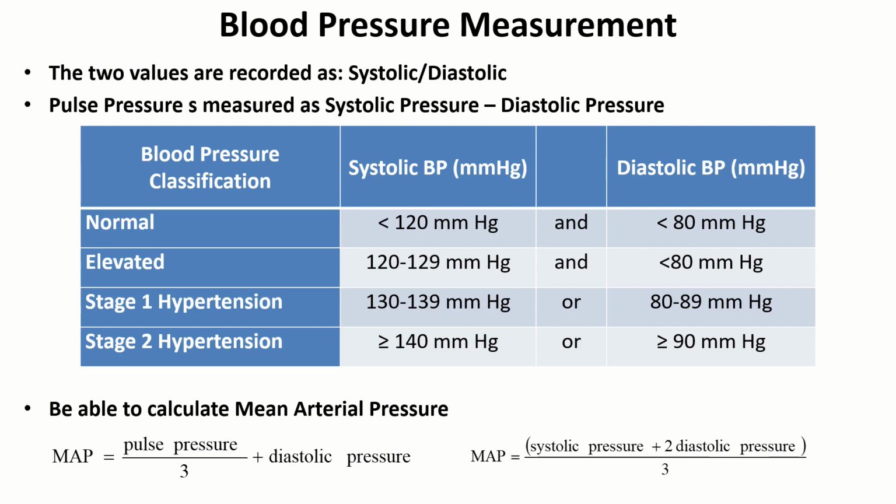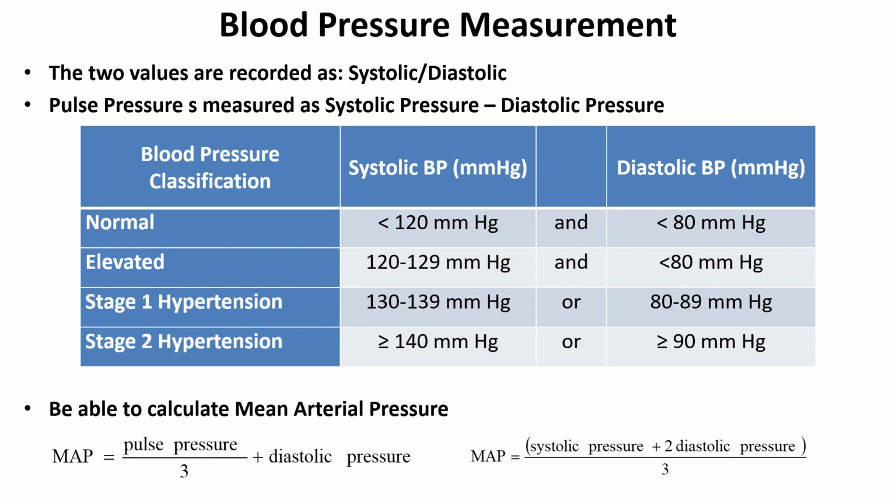Now, as you're going through the steps of blood pressure measurement, it's important to know what the values you're actually collecting mean. So, of course, you're collecting systolic and diastolic pressures using the sounds of Korotkoff. Now, these pressures themselves can be utilized to determine what's known as pulse pressure. And pulse pressure is measured as the difference between systolic and diastolic pressure.